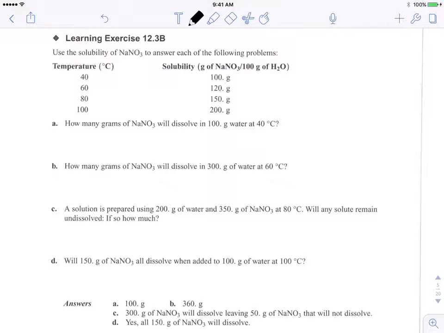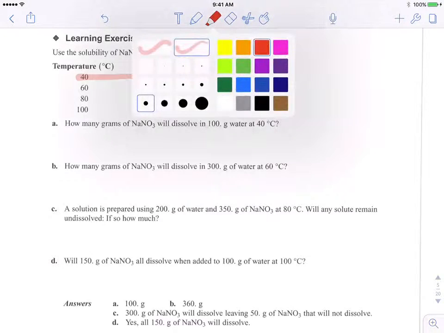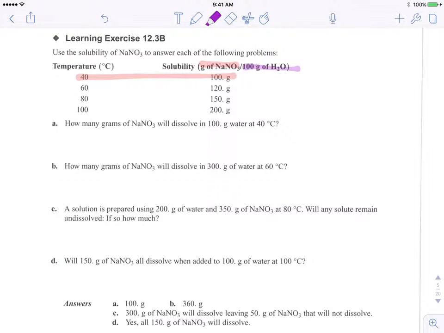All right, here we go. Solubility, NaNO3. So this is cool. Let's get started. So let's just blatantly read what we have here. This means at 40 degrees Celsius, 100 grams of NaNO3 is dissolved into 100 grams of water. Okay, so read my question. How many grams of NaNO3 will dissolve in 100 grams of water at 40 degrees Celsius? Well, always start with what we're given. And we are given 100 grams of water at 40 degrees. So, we start with that.